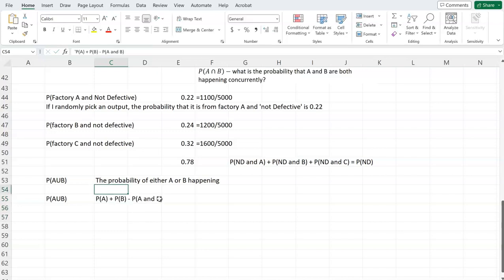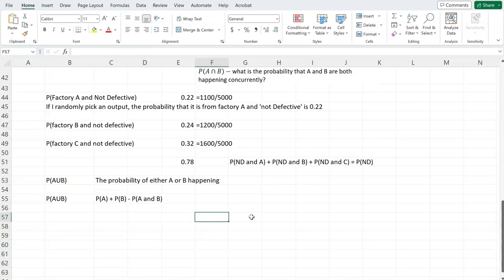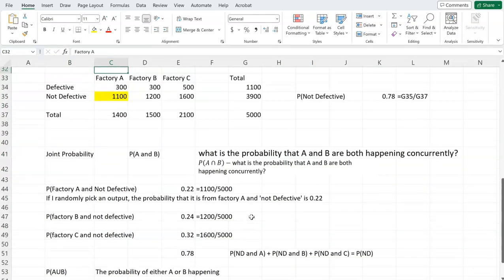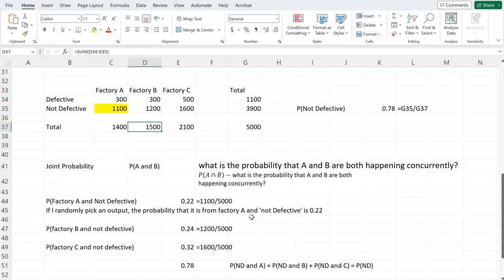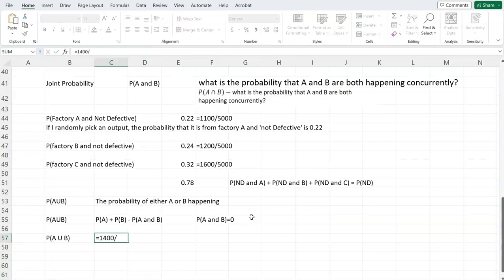And so in our case, the probability of producing in either factory A or factory B, since there is no overlap, probability of A and B will equal 0. So the probability that, if I pick a random item, it's either produced in factory A or B would be just the sum of those two numbers. So probability of producing an A and probability of producing B, which is 1400 divided by 5000 plus 1500 divided by 5000, which gives me 0.58.